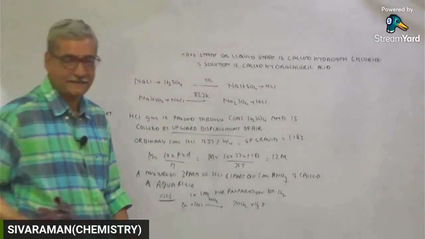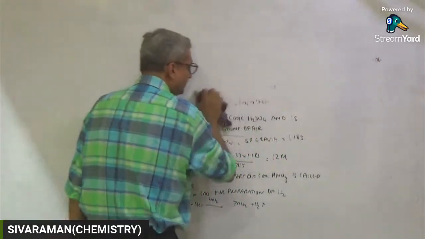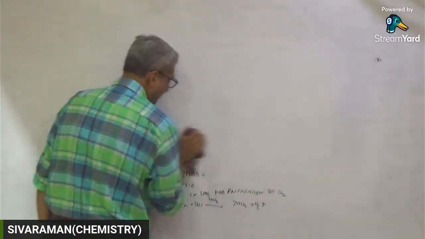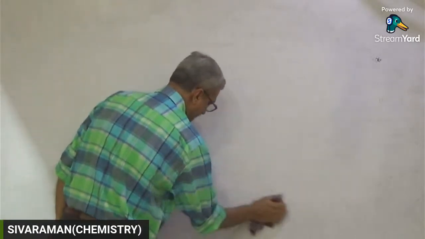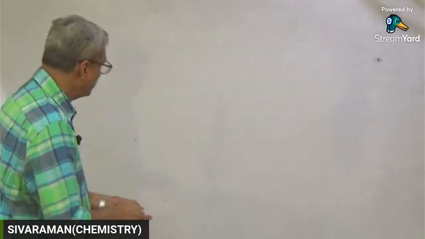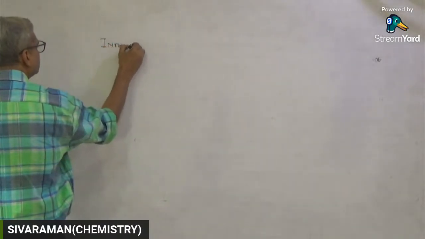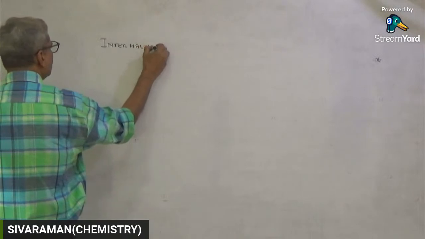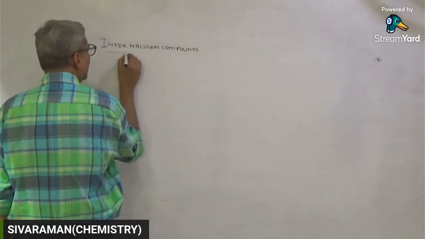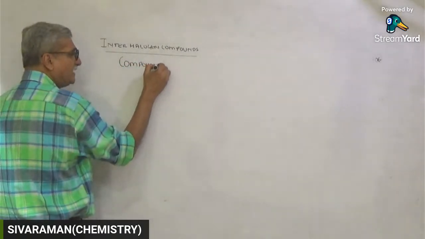That's the best. Yes. So we are now talking about interhalogen compounds. So how do we start with interhalogen compounds? When we are talking about interhalogen compounds, what are they? Compounds formed between halogens is very interesting.